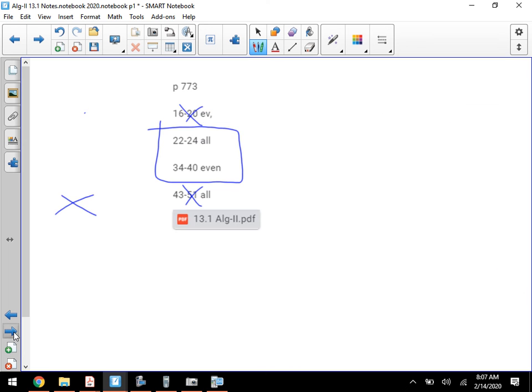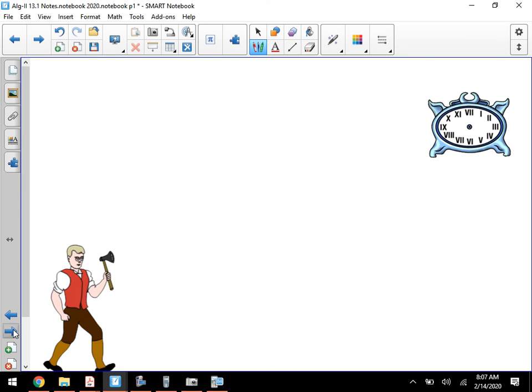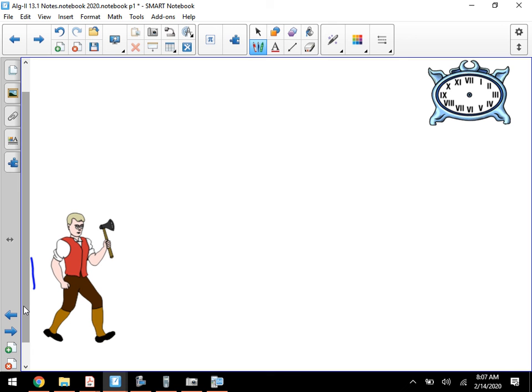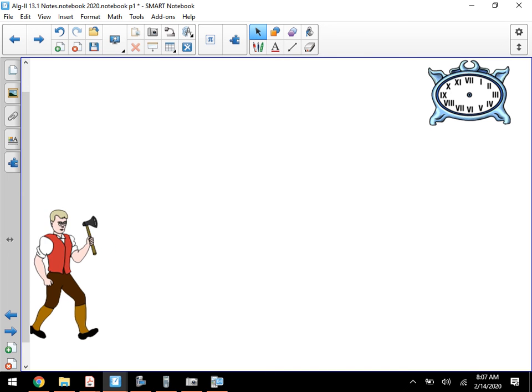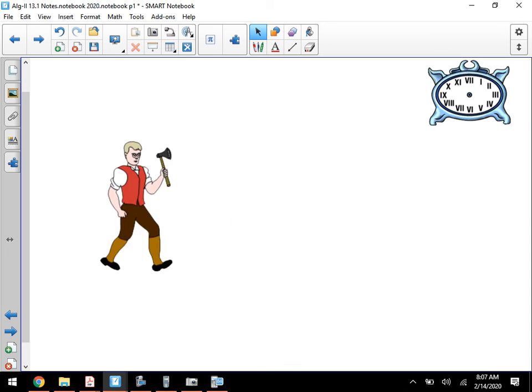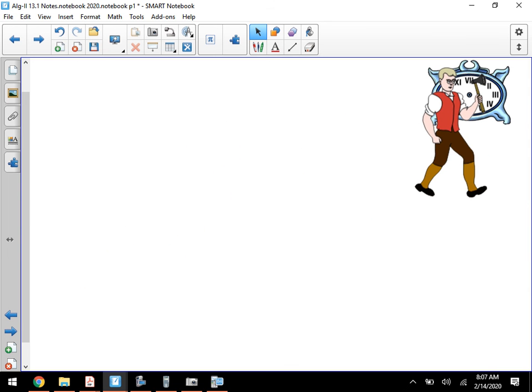Anyway, angle of elevation, angle of depression. Think of it this way: this guy has his axe, because why wouldn't you have an axe? And you see the clock, and you want to throw the axe at the clock because you want to stop the clock.